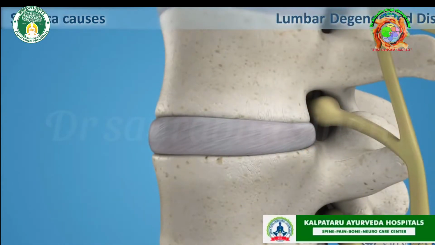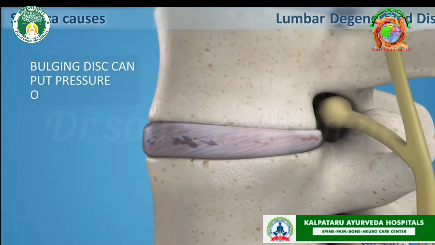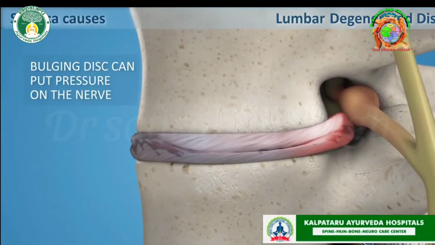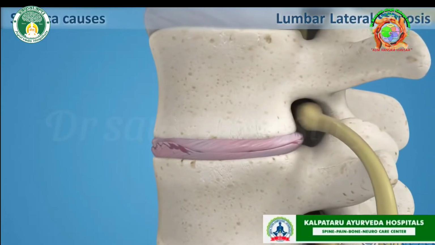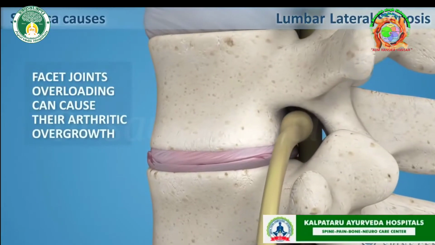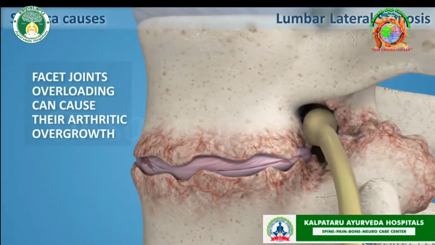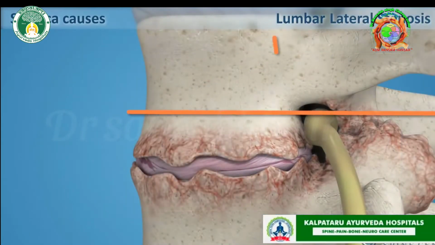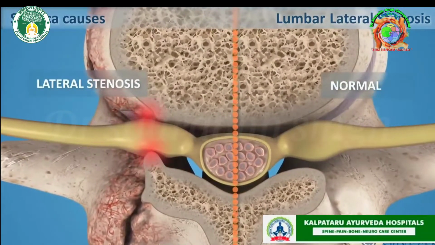In consequence of aging or trauma, the intervertebral disc can be damaged or degenerated. Loss of disc height can cause bulging of the disc, putting pressure on the nerves exiting the spine. Disc degeneration and facet joint overloading can cause their arthritic overgrowth. This resultant loss of space in the foramen can cause squeezing or pinching of the nerve roots as they exit the spine. This condition is called lateral stenosis.